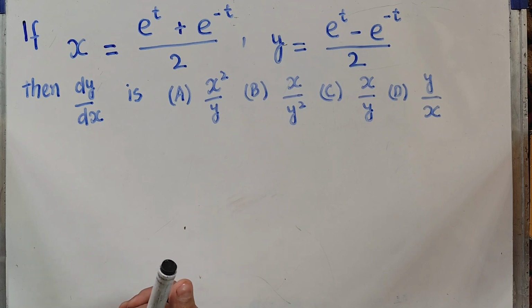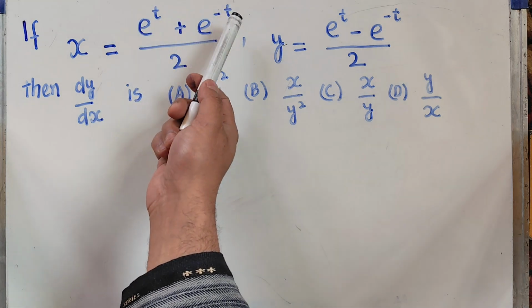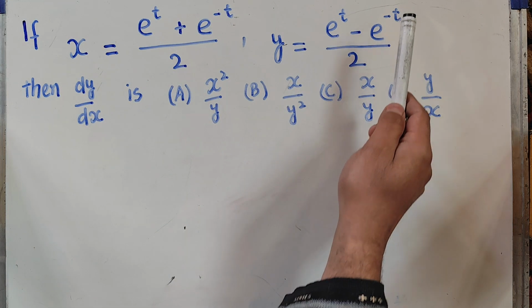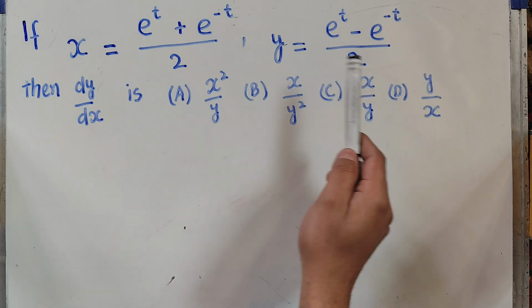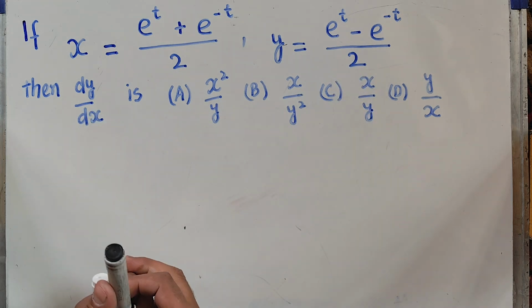Let us solve a question on the differentiation of the exponential functions. The question is, if x is equal to (e^t + e^(-t))/2 and y is equal to (e^t - e^(-t))/2, then dy/dx is, we are being given the options and we need to find out the correct option.